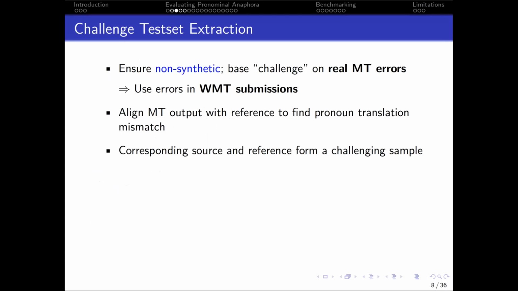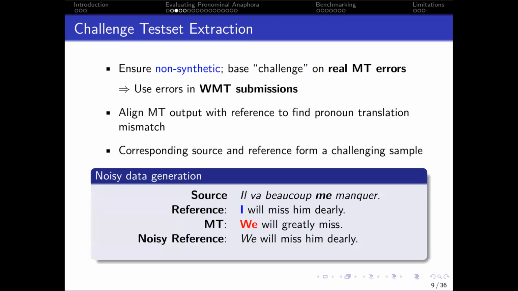The idea here was that since every year these MT systems are usually one of the best systems that you have for MT, any errors they're making would signal particularly hard context for translation. So if there is an MT system making an error, or several MT systems making an error for a certain case, we know that you can take the corresponding source and reference to form a challenging sample.